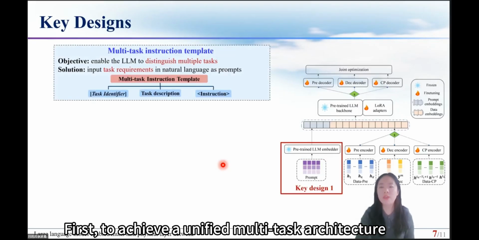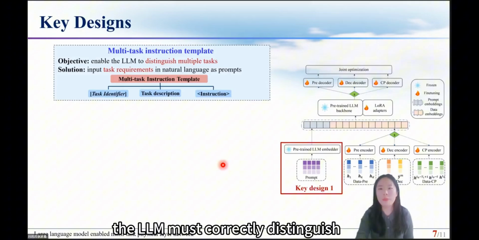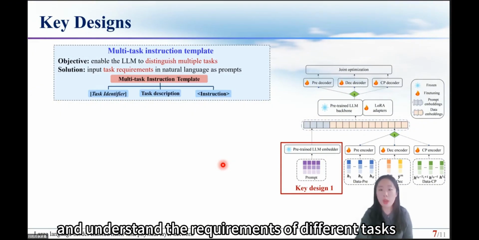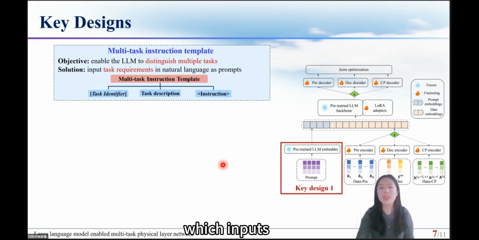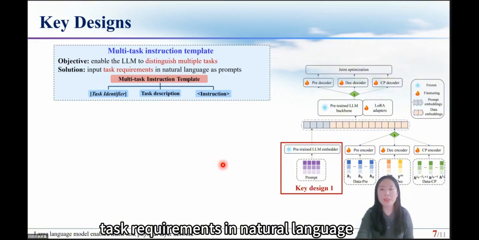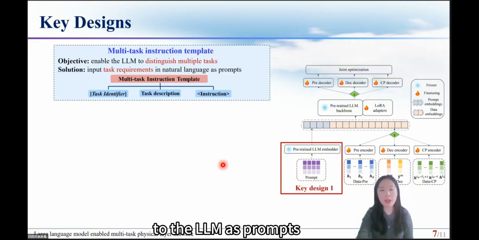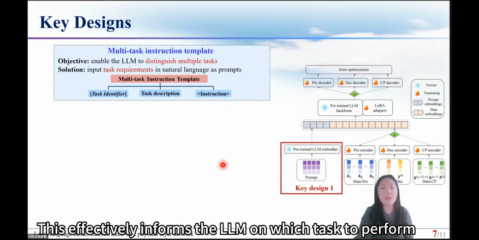First, to achieve a unified multitask architecture, the LLM must correctly distinguish and understand the requirements of different tasks. To this end, we design a multitask instruction module, which inputs task requirements in natural language to the LLM as prompts. This effectively informs the LLM on which task to perform.